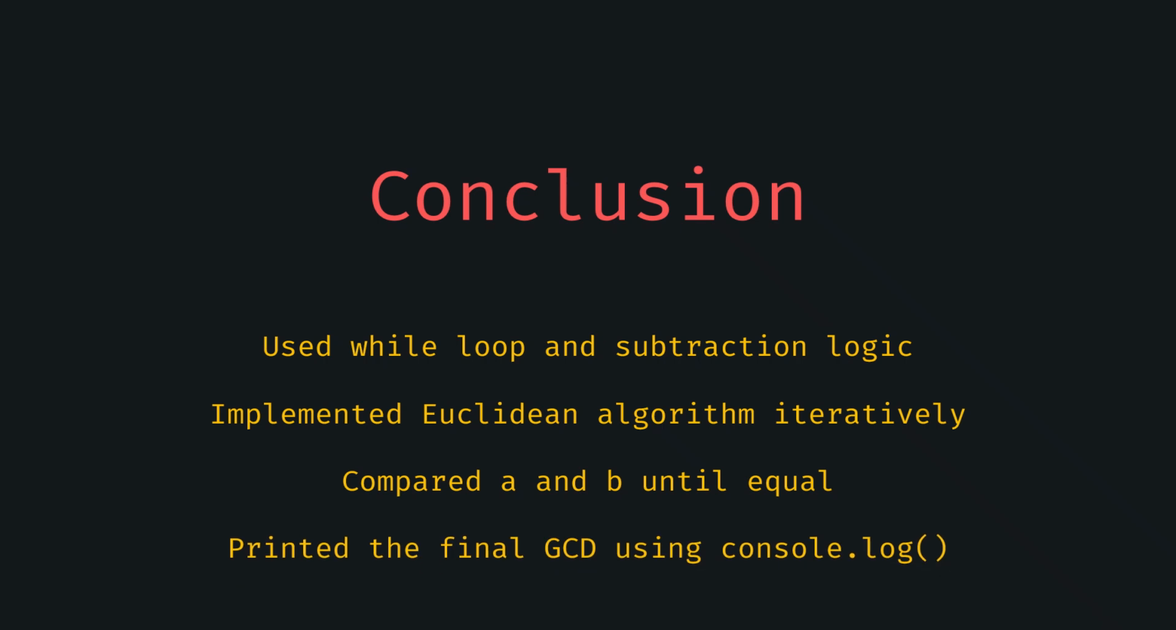We wrote a JavaScript program to compute the GCD of two positive integers. Using a while loop and the Euclidean algorithm, we found the greatest common divisor. This is a classic example of how simple code can solve real-world problems.